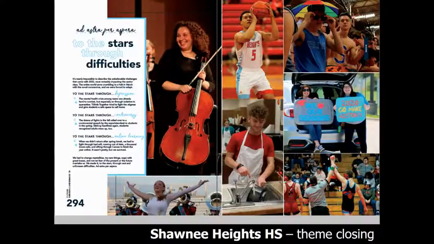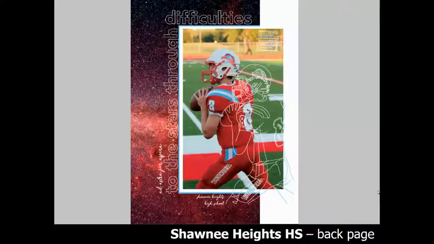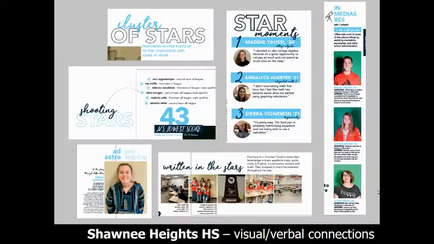And here's another one, theme closing. And this is the last page of the book. Notice we had the cheerleader in the front. We still have the same burgundy background, and the football player is outlined like the stars. Now, take a look at this just a second. So these are all the visual to verbal connections.